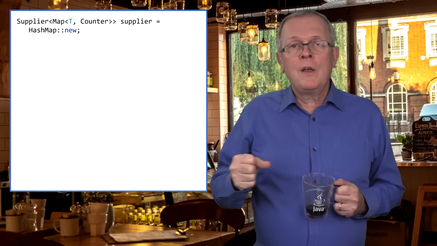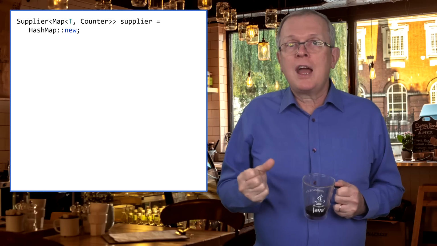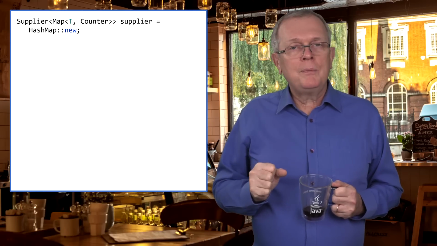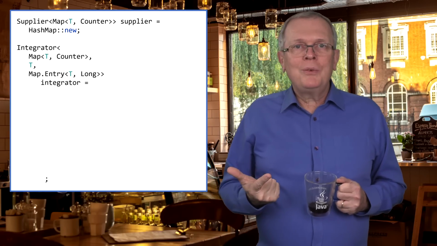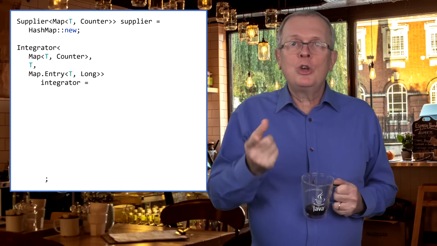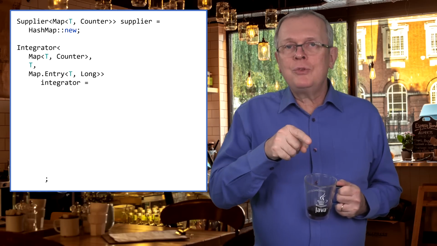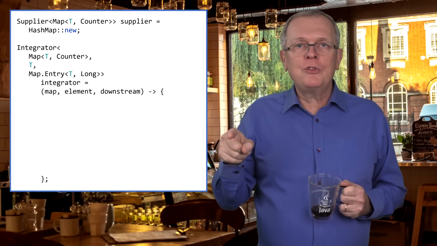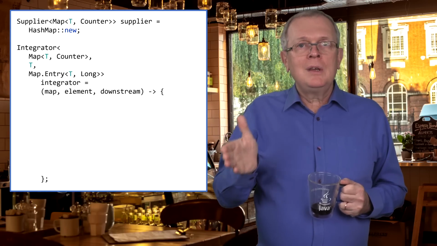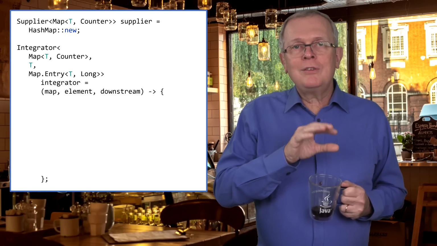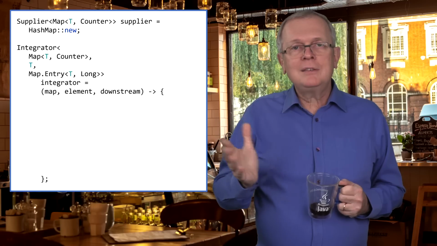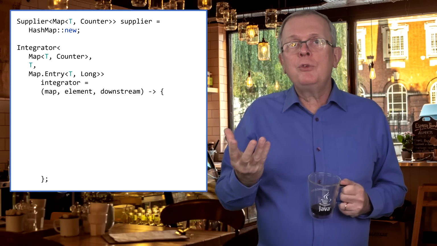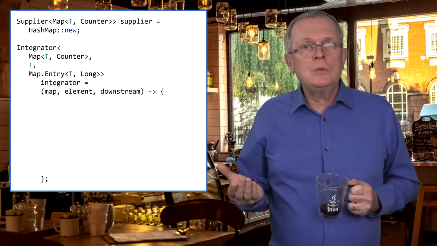First, the supplier. Writing the supplier is pretty straightforward. The supplier is just a constructor of the HashMap of the right type, pretty simple. Second, the integrator. The integrator is a little less simple. First, it takes three parameters: your map, an element of the stream, and a downstream of Map.Entry of T and Long. The map is your internal mutable state created by the supplier. The element of the stream is just that, an element of the stream, and the type of the downstream depends on what you need to do.